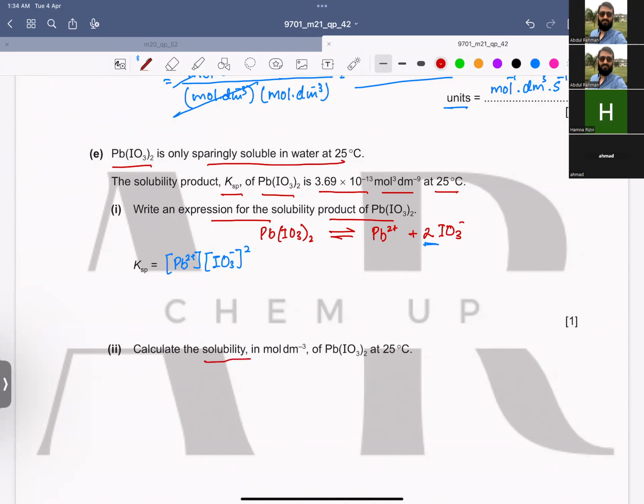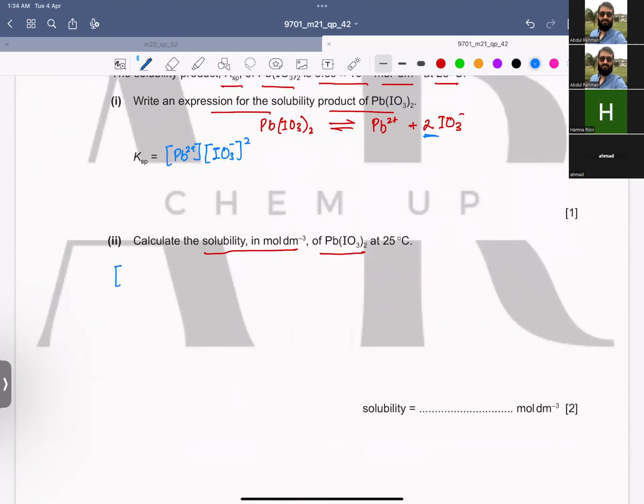Now what they are asking? Calculate the solubility in mol per dm cube of lead iodate. So if you see, the mole ratio of lead iodate and lead ions is 1:1. So can I equate that the solubility is the concentration of lead ions? If I get the concentration of Pb2+ ions, I'll get the concentration of the lead iodate salt, and that would be its solubility.